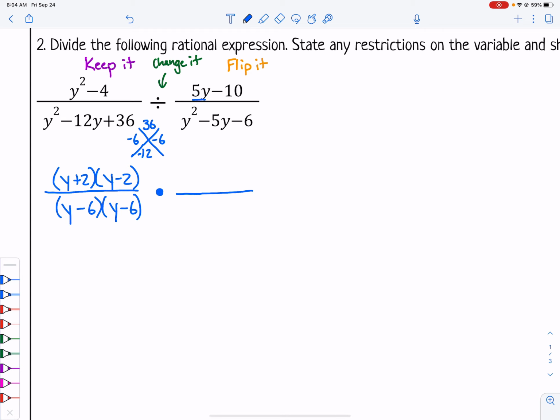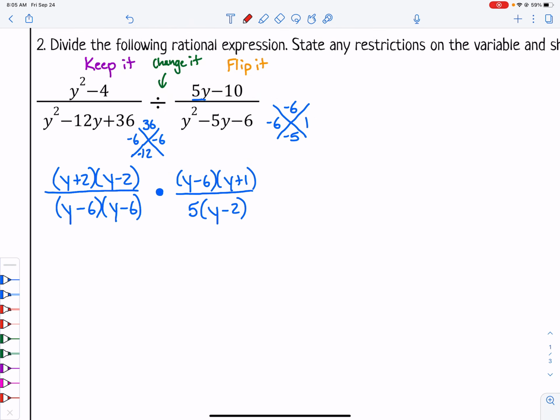So I see I've got 5y minus 10 in this numerator. I can take out a greatest common factor of 5, and I have y minus 2 left over. That's a binomial, but it's not a perfect square, and they're not perfect cubes, so we can't do anything more with y minus 2. And notice I wrote that in the denominator now. And in my original denominator, I need to factor out the trinomial. So I need to multiply to get negative 6 and add up to negative 5. So the numbers I need are negative 6 and 1. So let's put y minus 6, y plus 1 in our numerator. Now we have kept it, changed it, flipped it, and factored everything out. So we're in good shape.